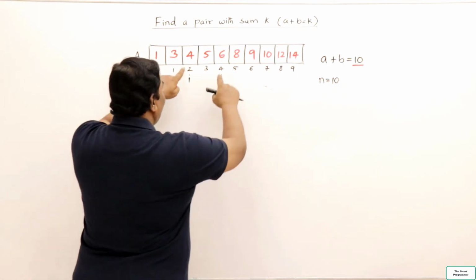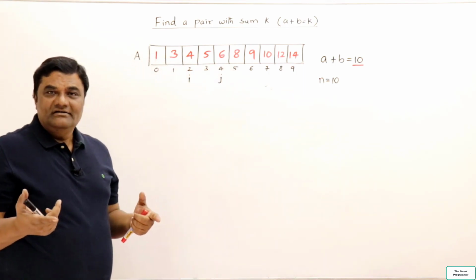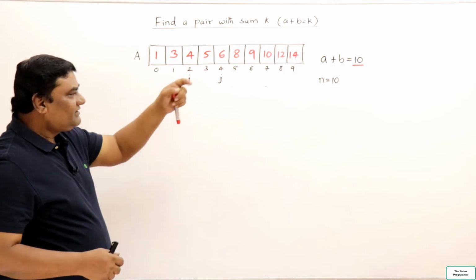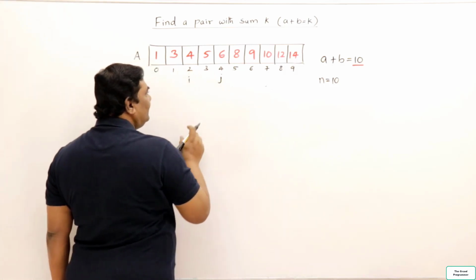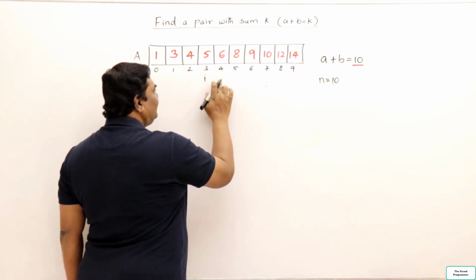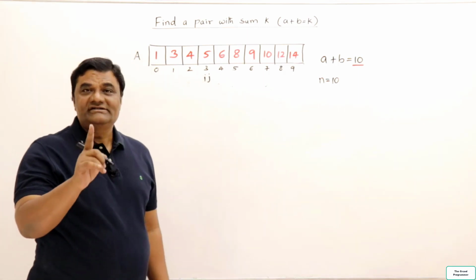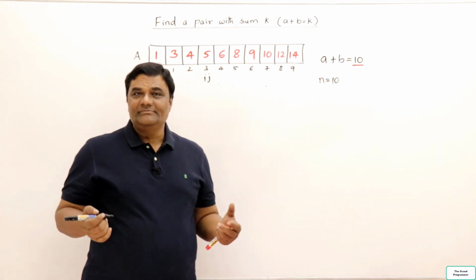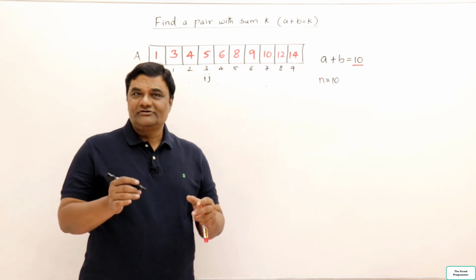Now check them. 4 plus 6, yes. There is one more pair, one more pair of elements whose total is equal to 10. Then move next. As we got a pair, increment I also and decrement j also. Now they have met at the same place, that is on a single element. So pairing is not possible. So stop the procedure. So this is the procedure.